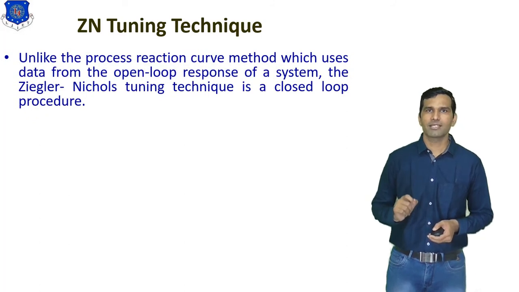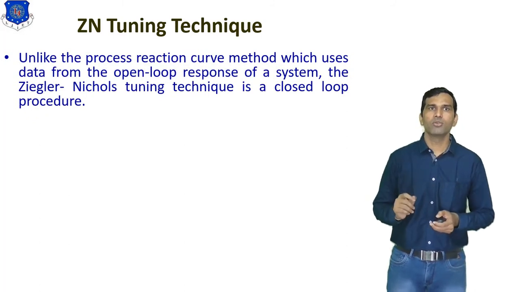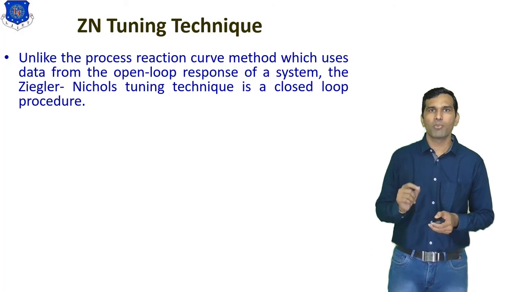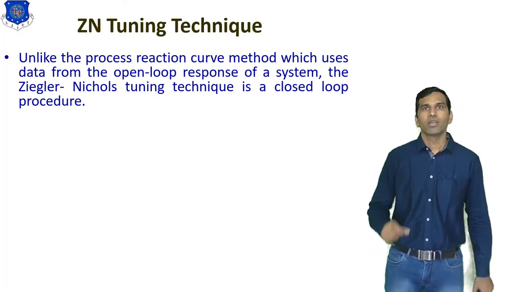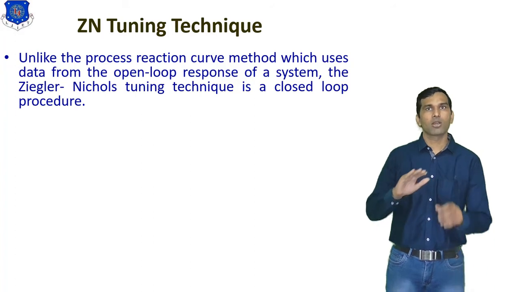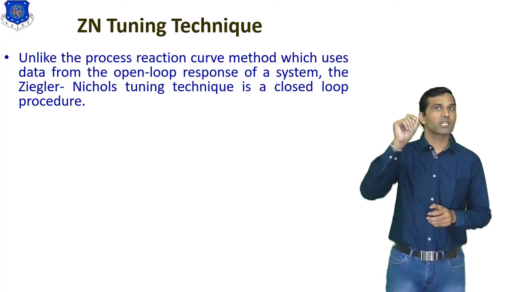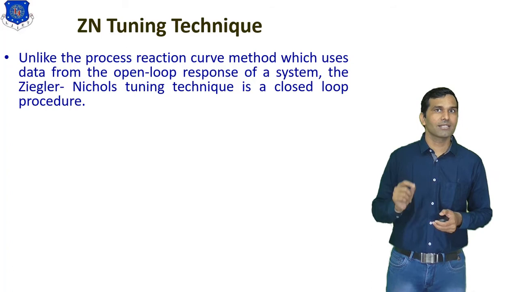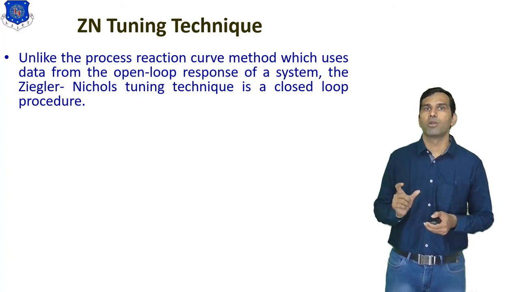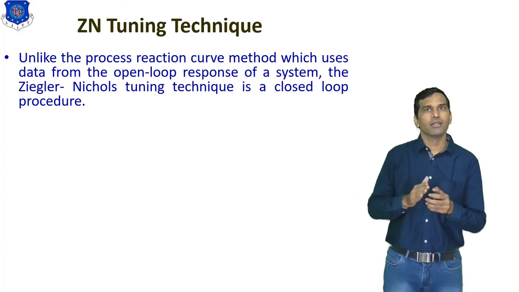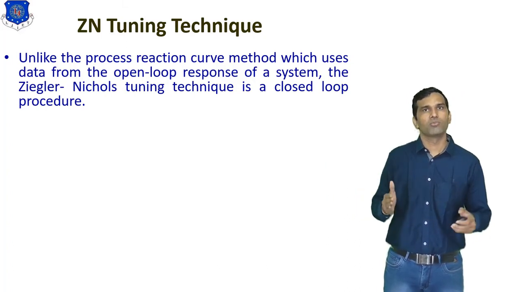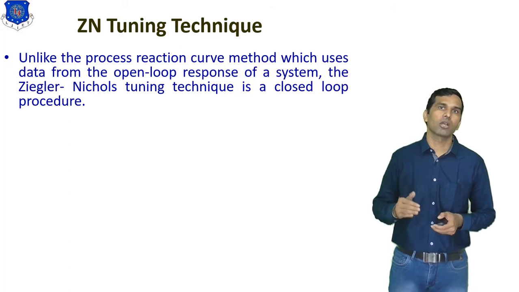Unlike the process reaction curve method, which used the data from the open loop response of a system, the Ziegler-Nichols tuning technique is a closed loop procedure. That means here we discuss the closed loop procedure. In the process reaction curve, we had discussed the open loop. That means we divided the portion of the upper part, so that's why it is called the open loop system. And here we discuss the closed loop system.